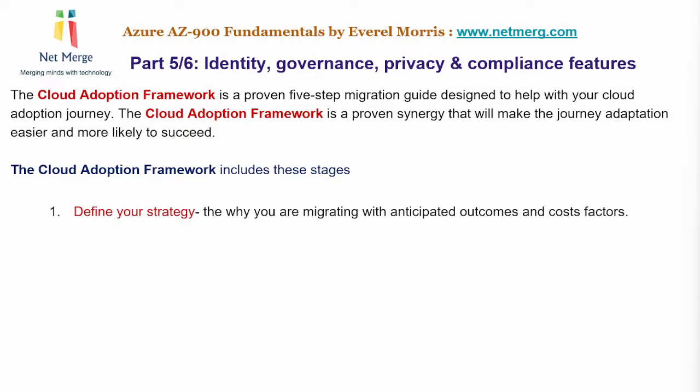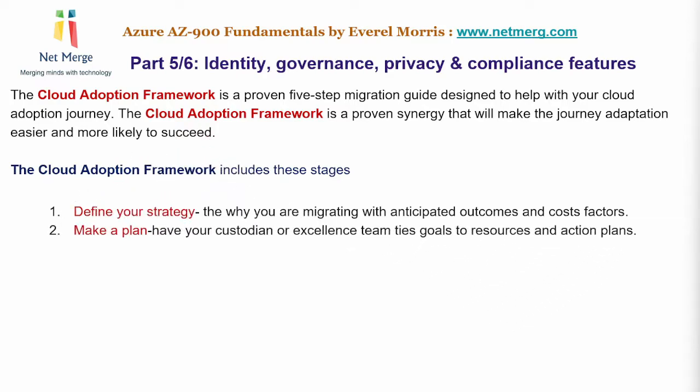So the first step is you want to define your strategy. Why you want to move into the cloud? Is it for cost saving? What is the greatest benefit or outcome that you're looking for from the cloud? So you want to define that strategy. You want to have a plan. Have your custodian or your excellence team tie goals to resources and actions. Make sure you're able to identify your key workload, your core workload, and what actions you would need, what resources you would need in Azure to actually fulfill those goals, or those actions within your plan.